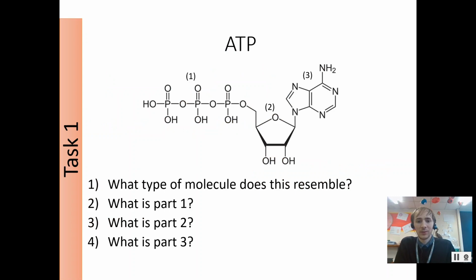So that is ATP. Now have a minute again. You can draw out a simplified version of this just using circles, pentagons, and bases, if that will be helpful to you. And then can you label 1, 2, and 3?